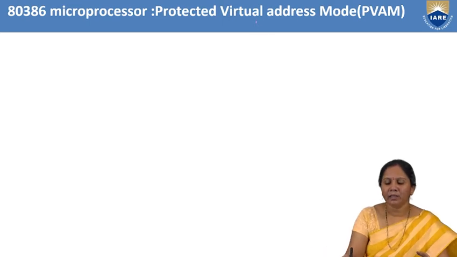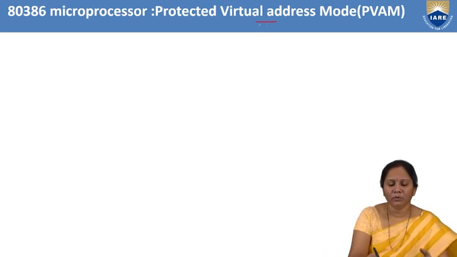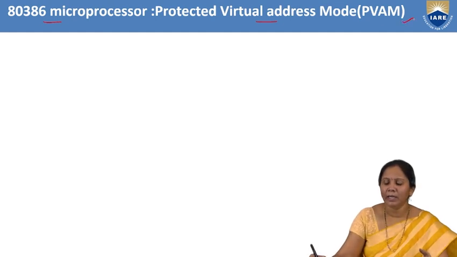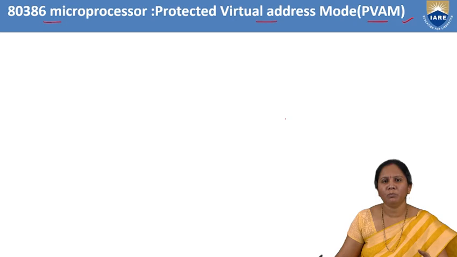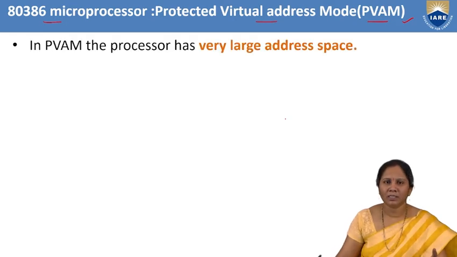And another operating mode of this 80386 microprocessor is PVAM. Here PVAM stands for Protected Virtual Address Mode. When it is operating in this PVAM mode, it is going to use all the 32 address lines.